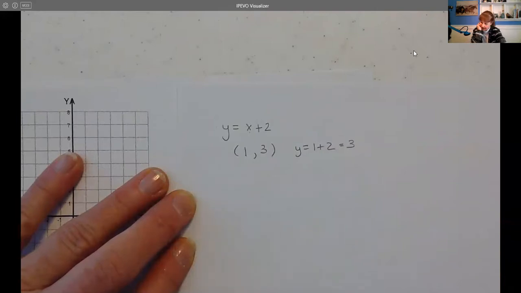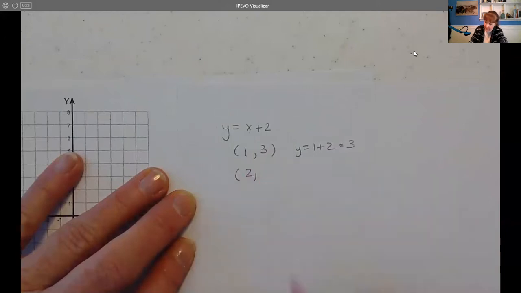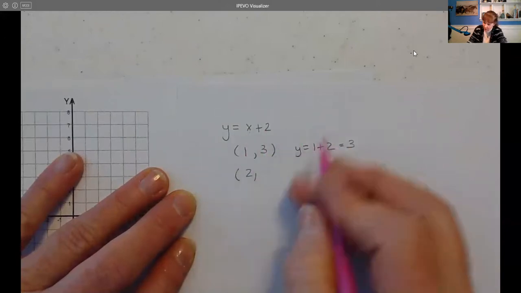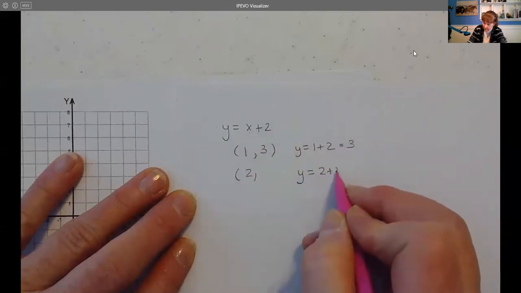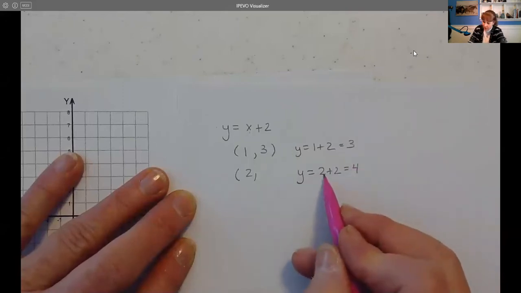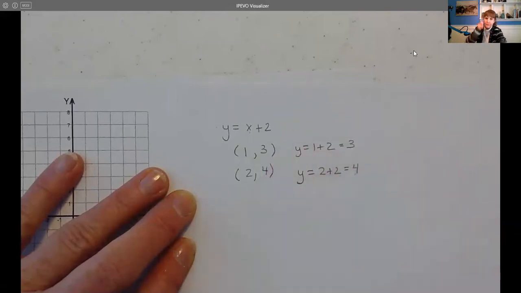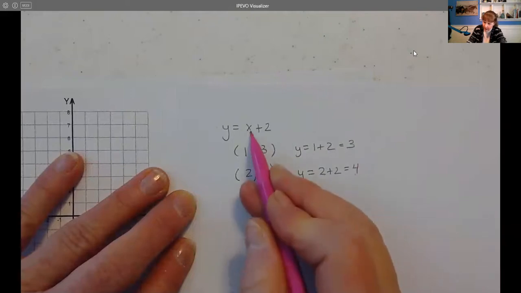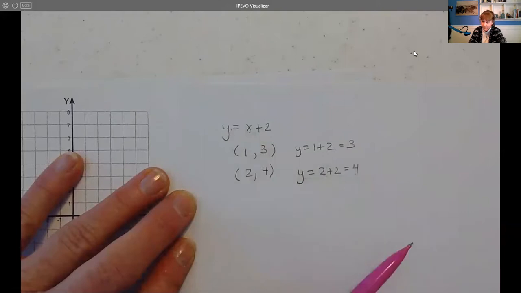So let's pick another x. Let's say, how about 2? If the x is 2 in this equation, instead of an x, I'm going to write the number 2. So if the x is 2, the y is 2 plus 2, which is 4. There's another ordered pair that's a solution to the equation, and to check them, you put 2 in for x, 4 in for y, and make sure the left and the right are equal.